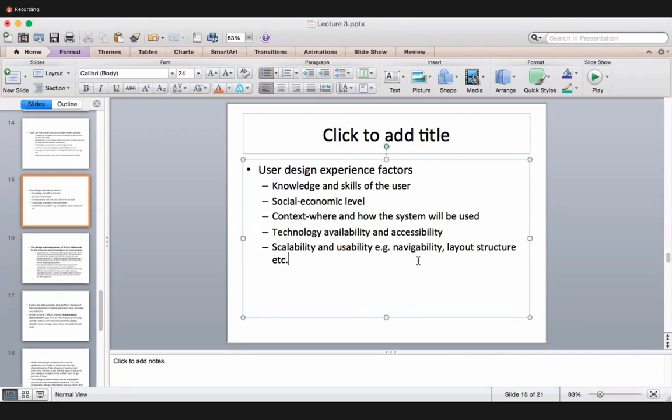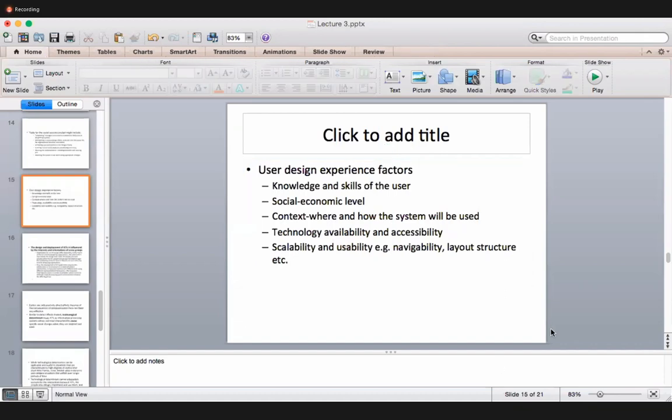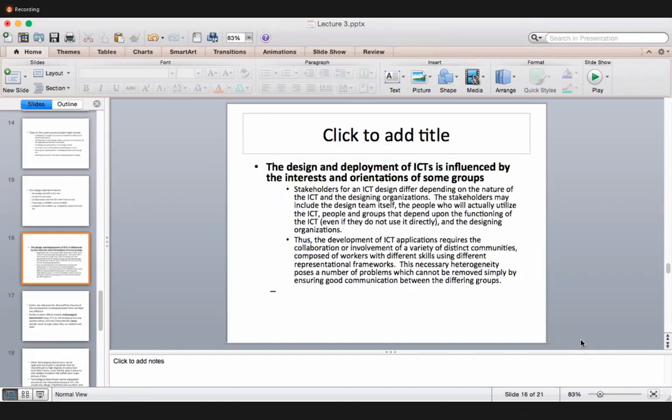But with scalability, you are trying to look at whatever system that you are doing. You don't want to do a system where the user wants to expand but can't expand. So these are some of the factors that you consider in the application that you are doing. Try to reflect on how these things affect your work. So therefore, the design and the deployment of ICT is also influenced by the interest and orientation of some groups.